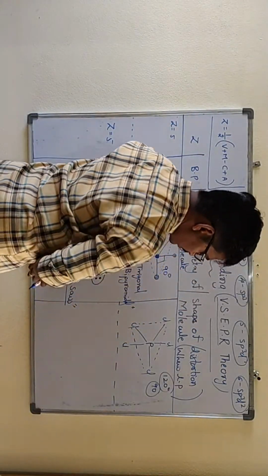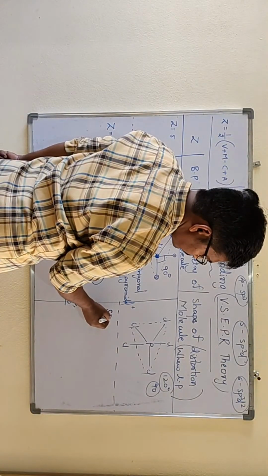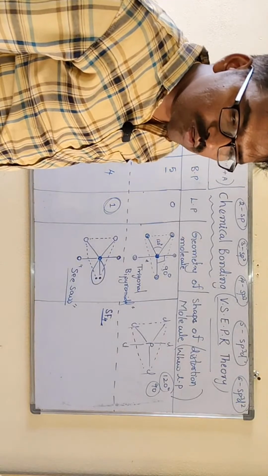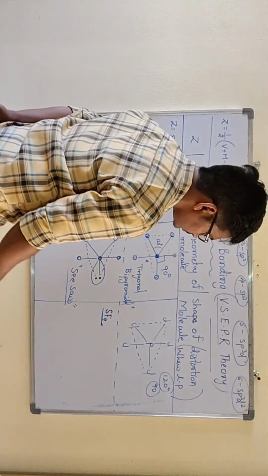Now, the example for the seesaw model is the SF4 molecule. Observe the SF4 molecule here.